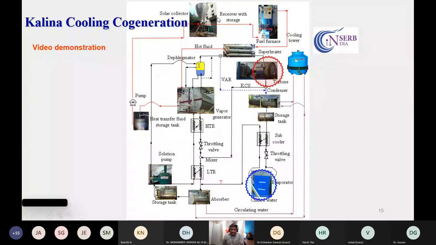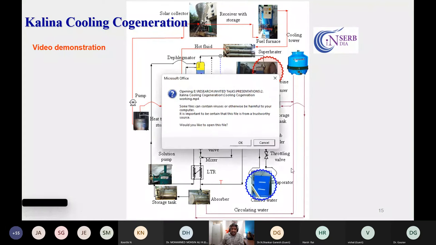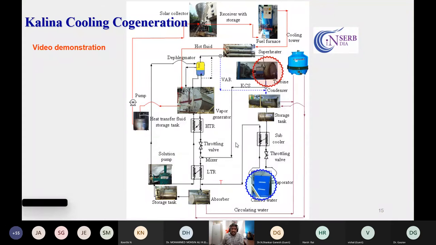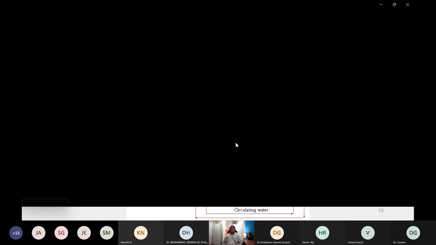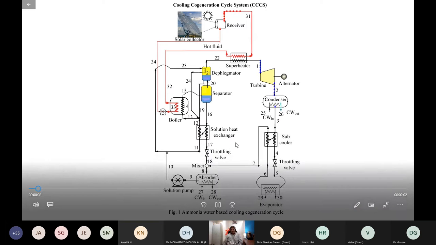I will explain. Actually, these are the elements, fabricated elements at the lab level we demonstrated. I will show the basic working principle before explaining this binary fluid system designed for both the power as well as the cooling in a single stretch, one stretch of operation. This is the source, and the fluid is expanding in the turbine, 1 to 2. We are starting here, followed by condensation.